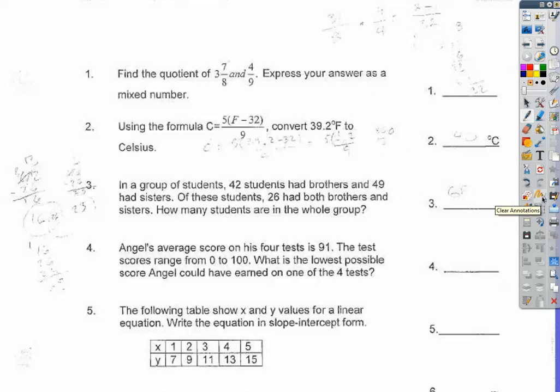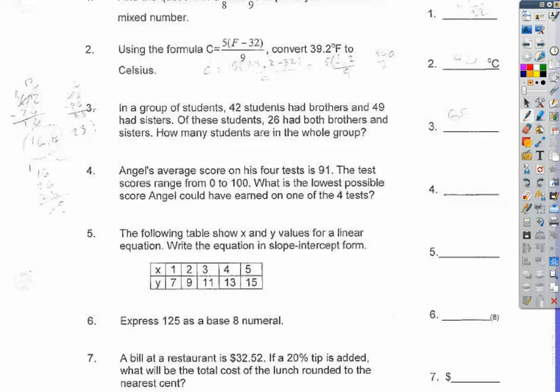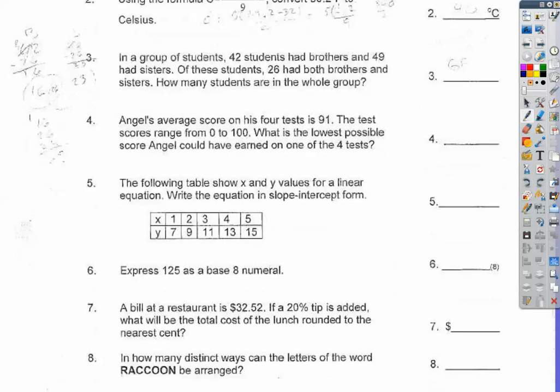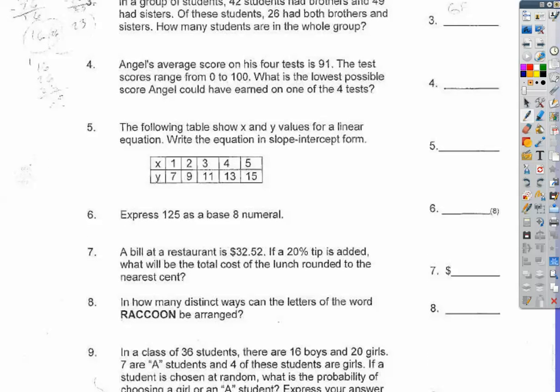Angel's average score on his 4 tests is 91. So he's doing pretty good in his tests. At least he thinks he is. But you know what's better than 91? 92. So the test scores range from 0 to 100.